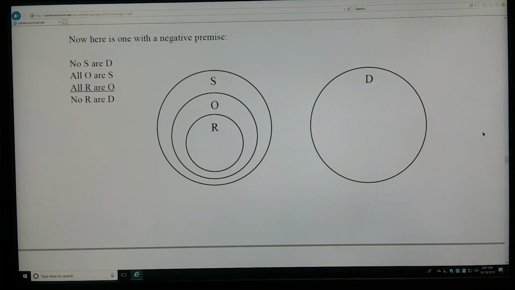Okay, now here's one with a negative premise. Our first premise says no S are D. So that's represented in our diagram as just being two completely separate classes. Our next premise, all O are S, and then all R are O. And then our conclusion says no R are D. Well, that would have to be the case. There's no other way it could be if those premises are true. Because if R is a subclass of S and S does not overlap D, then there's no possible way that R could overlap with D or be a subclass of D.